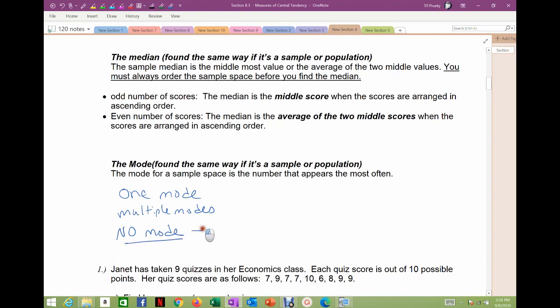A no mode case is basically when all the numbers show up the same number of times. Usually this means they're all different. There are no repeating numbers. Every single number in my set is different. Nobody has more values than another guy. And so in that case, there's no mode. Right? Nobody shows up more than anybody else. So you can have one mode, where one value shows up the most. Multiple modes if you have more than one value that shows up the most, and they're equal. Right? They show up the equal amount. Or none. And usually the none case means every single value is different.